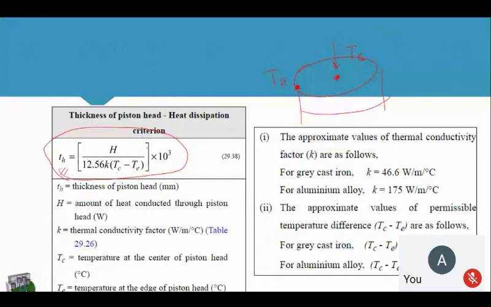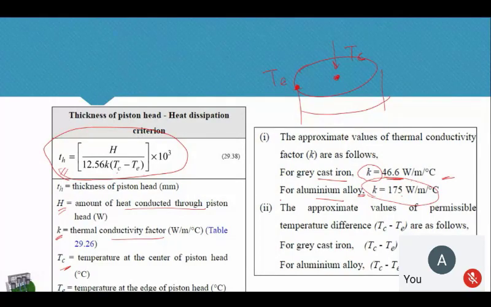So in this case, H is nothing but the amount of heat conducted through the piston. K is the thermal conductivity constant. TC is the temperature at the center of the piston head. TE is the temperature at the end or at the edges. Now, depending upon whether you are using cast iron or aluminum alloy, you need to select a suitable thermal conductivity factor: 46.6 watts per meter per degree centigrade for cast iron and 175 for aluminum alloy, because mind you, the thermal conductivity of the aluminum alloy is good.